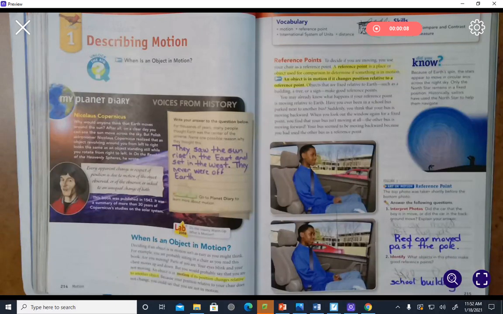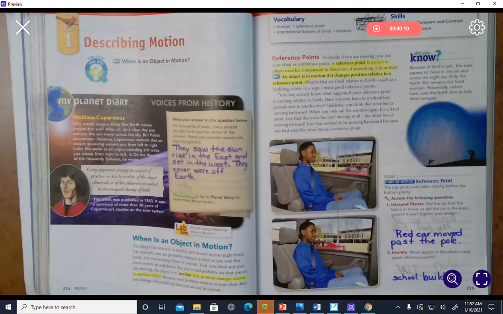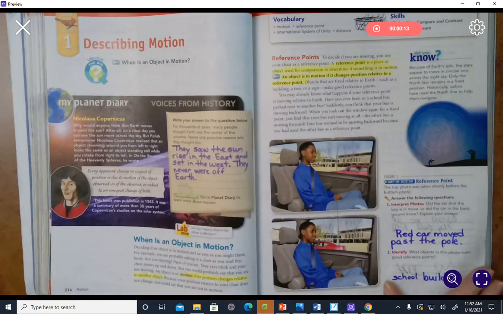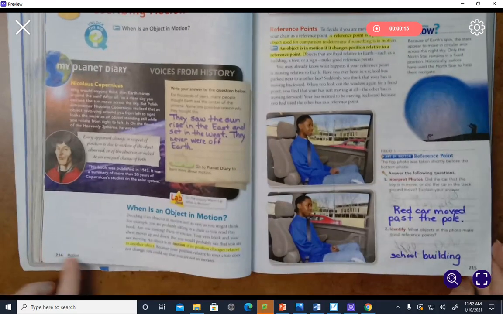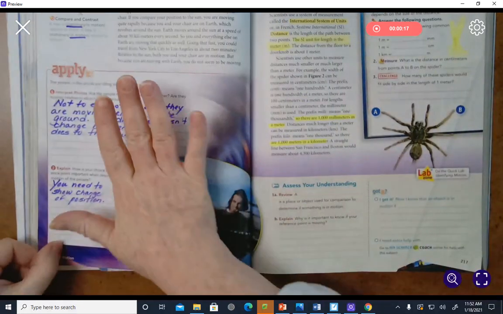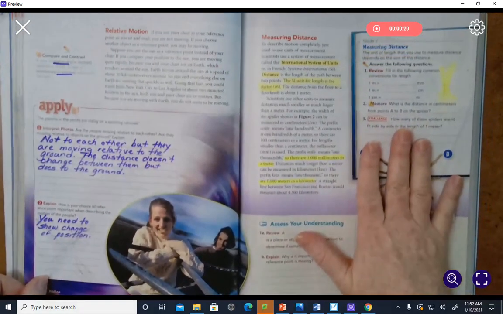Okay, sixth graders. So everybody has been assigned to answer and read questions. Let me put those up here: 214, 215, 216, and 217.